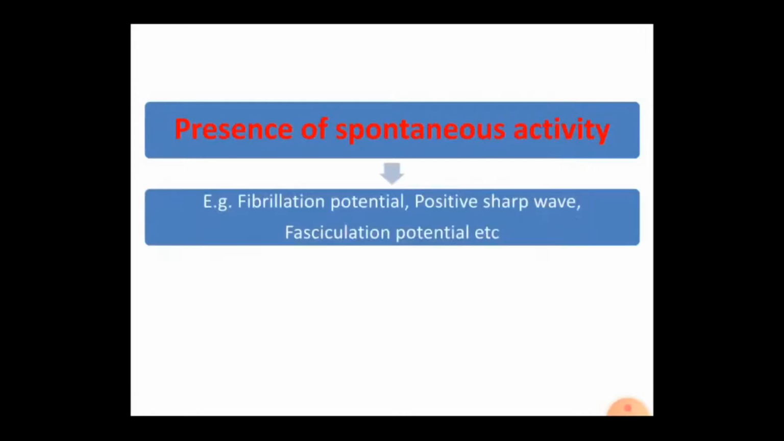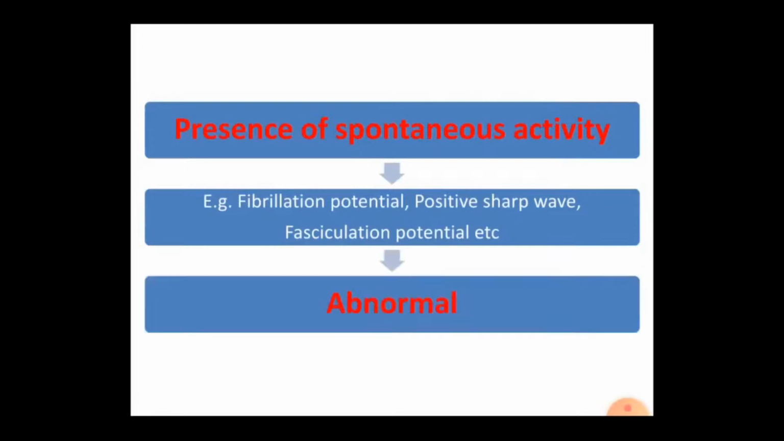Clear? So if you have presence of spontaneous activity, for example fibrillation potential, positive sharp wave, or fasciculation potential, or any other type of spontaneous activity, itself it is abnormal. So in short, presence of spontaneous activity itself is abnormal. It is giving signs of denervation. Some authors are also telling that in presence of signs of reinnervation also, this spontaneous activity will be visible.